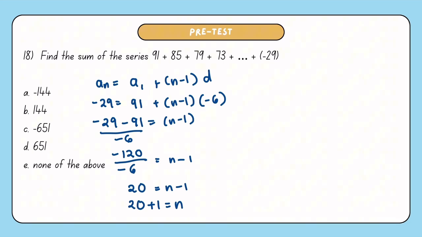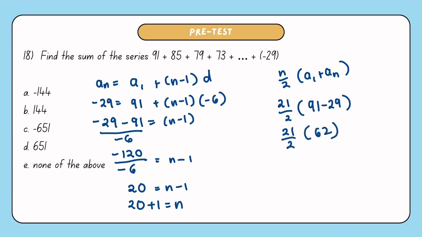So now that we know the value of n, we can now find the sum. The sum is given by the formula n over 2 times a1 plus an. 21 over 2 times a1, 91 plus an, negative 29. Canceling out 2, we get 21 times 31 equal to 651. So the answer for number 18 is D.